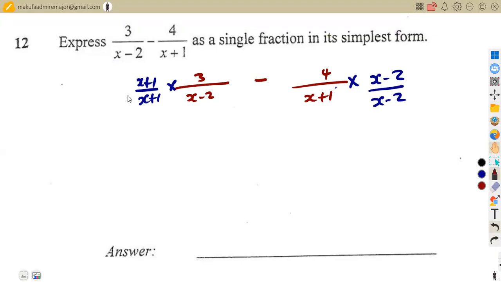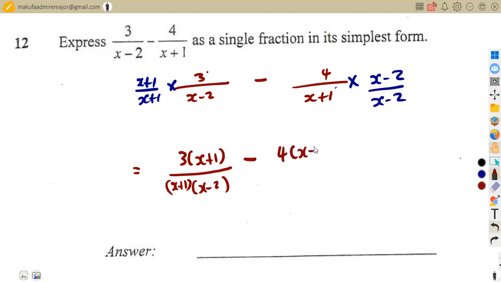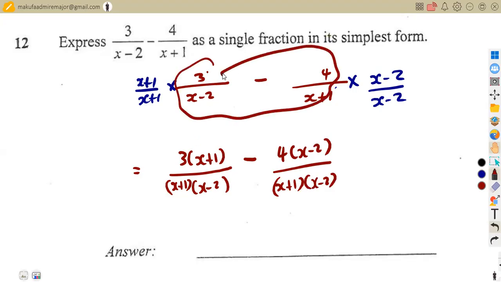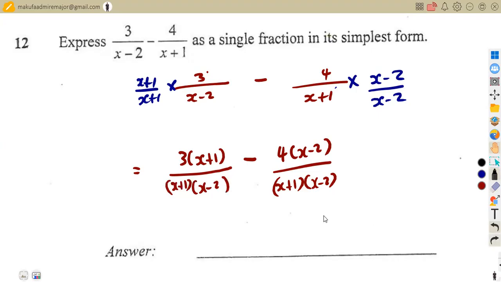So that means at the end, this whole part is going to give us 3 multiplied by x plus 1, so it's going to be 3 into x plus 1 over x plus 1 into x minus 2. Minus 4 is going to multiply on top x minus 2, over x plus 1 into x minus 2. Do not cancel this, because the moment you cancel, you are going back to the fraction that you had before. Your idea of multiplying here was to make sure that these denominators are the same. As we can see, they are the same.